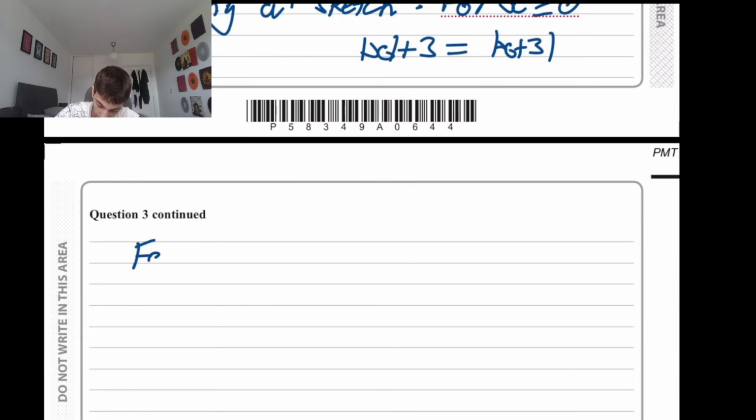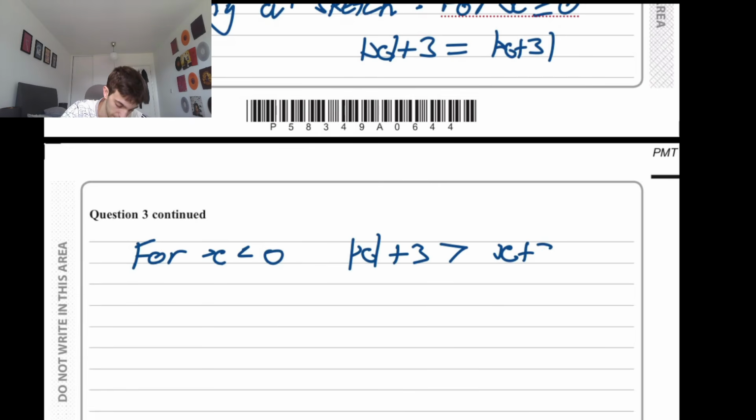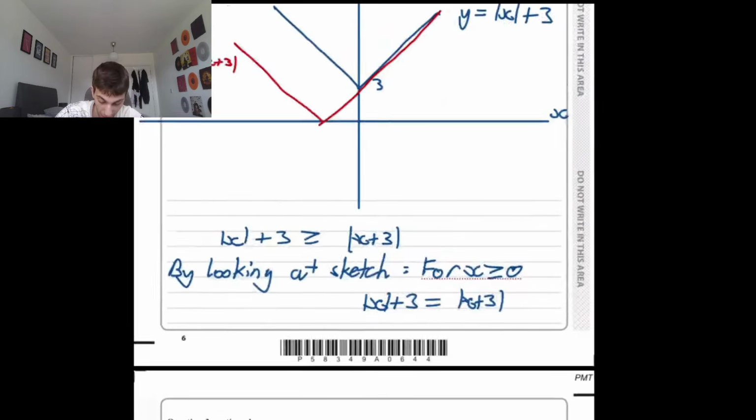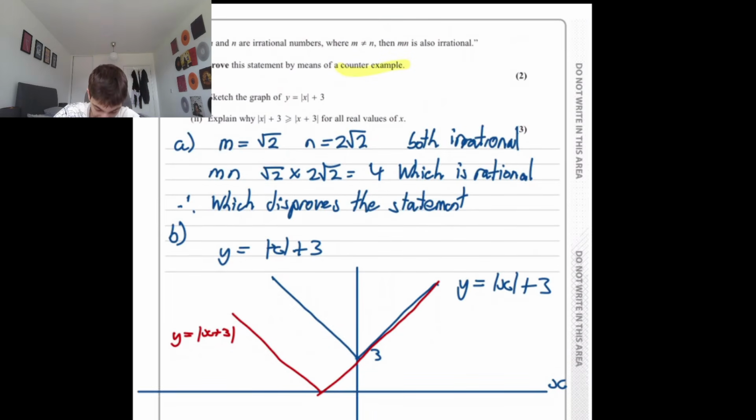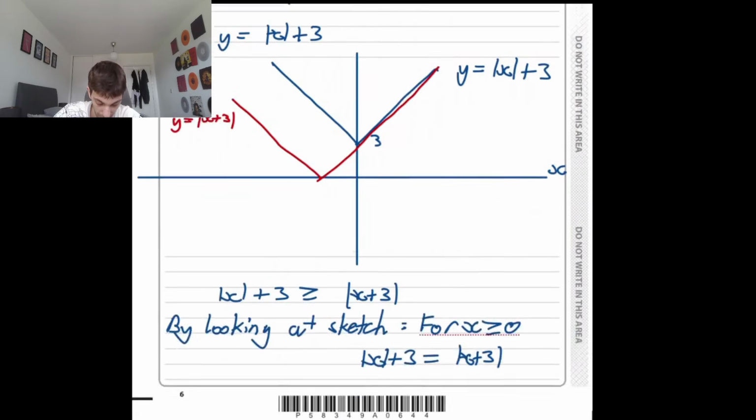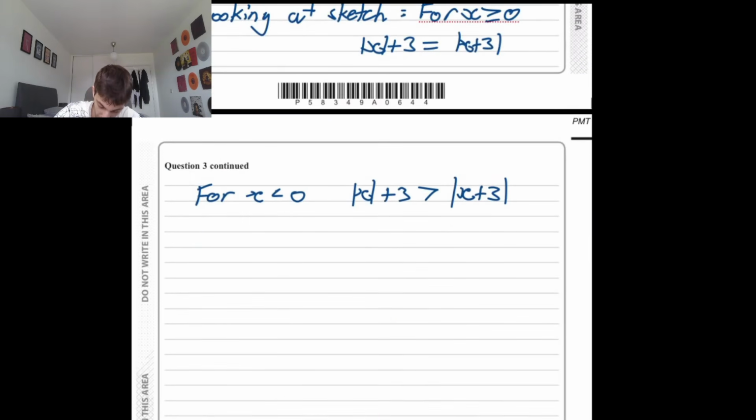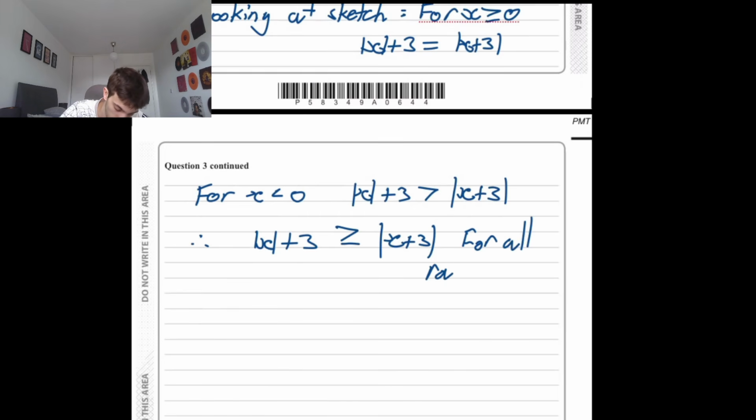So we can say for x less than 0, we have that the modulus of x plus 3 is larger than the modulus of x plus 3, just by looking at the graph. Therefore, so what do we have to say? Explain why the modulus of x plus 3 is larger than or equal to the modulus of x plus 3 for all real values of x. So just to finish off the proof, we can say, therefore, the modulus of x plus 3 is larger than or equal to the modulus of x plus 3 for all real values of x. Okay, so that's all you have to say for part BII.